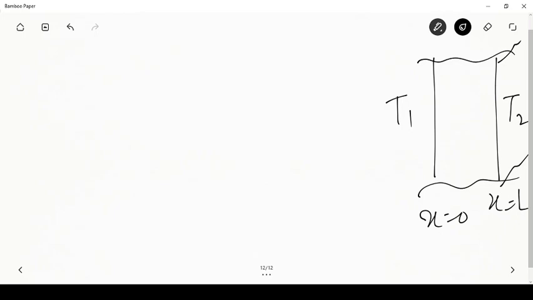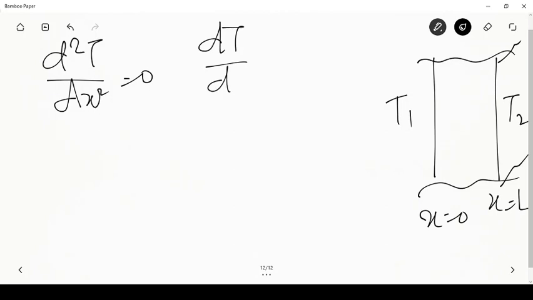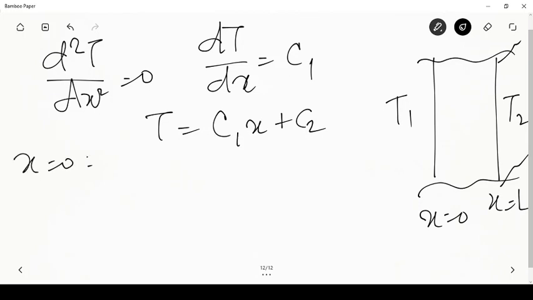So you start with the steady state governing equation, d squared T by dx squared equal to 0. So if I integrate this twice, first the integration will yield dT by dx is a constant. So let us say that is c1, and T equal to c1 x plus c2. Now there are two boundary conditions, x is equal to 0, T equal to T1, and x is equal to L, T equal to T2.